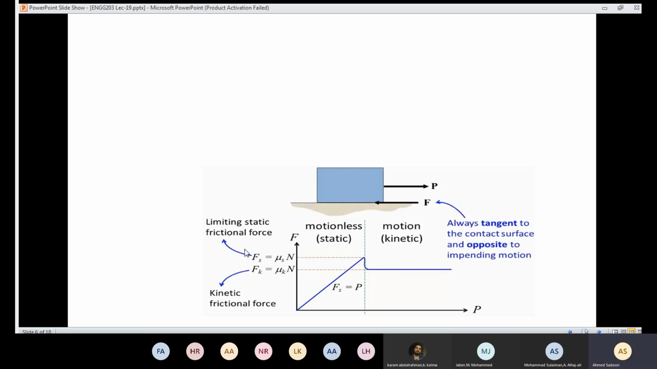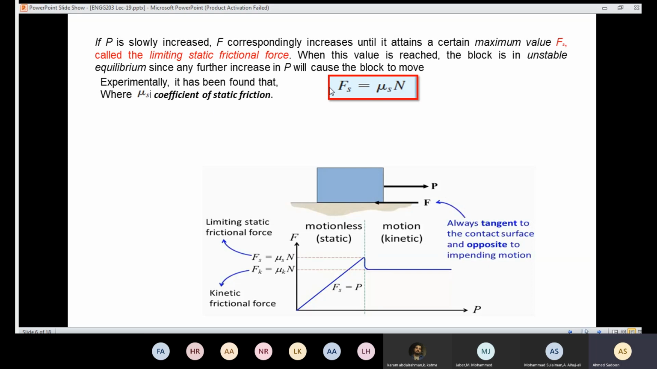So how am I going to know the value of the static frictional force? They have done many experiments in order to know the value of Fs. So experimentally, the value of Fs came out to be μs times N. N is the normal force. So we have a proportional relation between the value of Fs and the value of the normal force. μs is the coefficient of static friction. It depends on the surface here, on the material here and the material there.